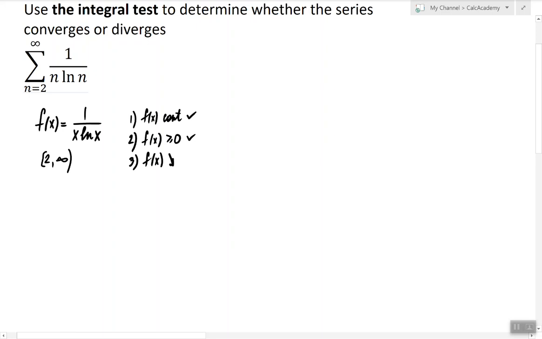How do we make sure that the function is decreasing? Well, the easiest way is to find the derivative of the function. In this case, we're going to use the chain rule, so it's the derivative of the reciprocal times the derivative of the function that's inside of the reciprocal. So the derivative of x ln x is the derivative of x times ln x plus the derivative of ln x times x, which is 1.